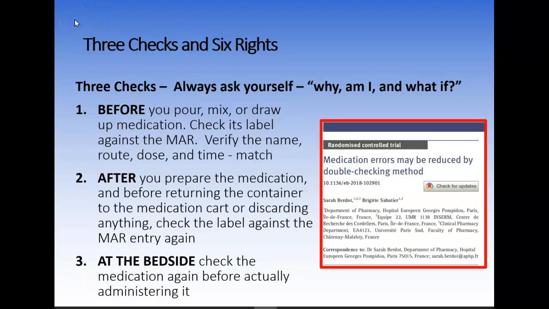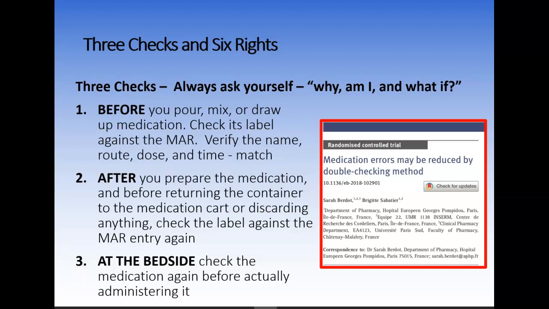Okay, let's go through the 3 checks and the 7 rights. So the 3 checks, first of all, why, am I, and what if? So number 1, before you pour your mix and draw up the medication, check its label against the MAR, verify the name, route, dose, and time. And that should be a match, right?